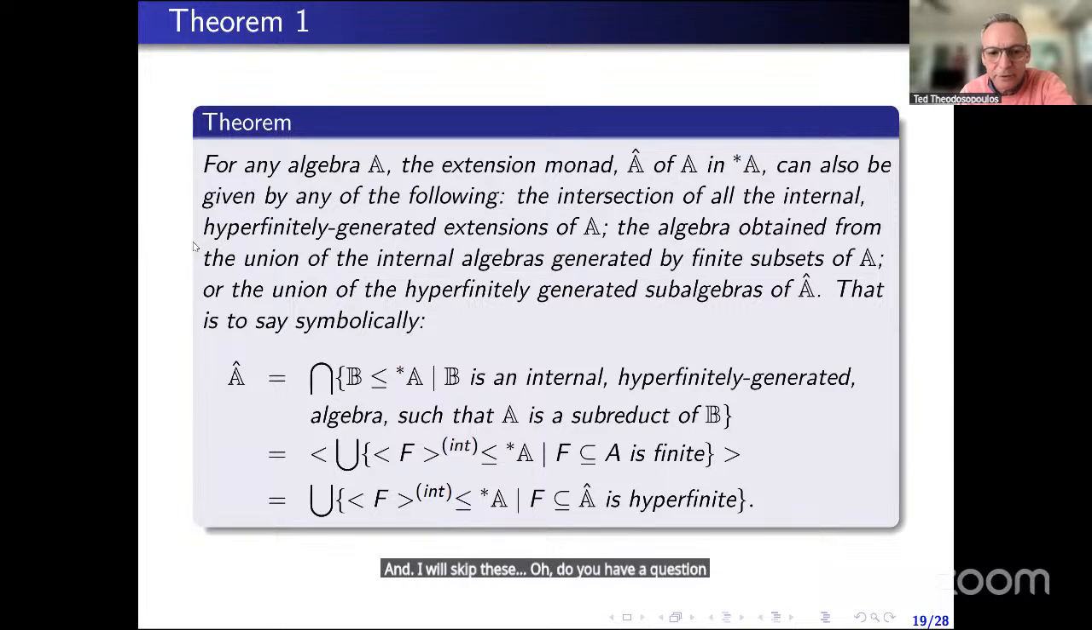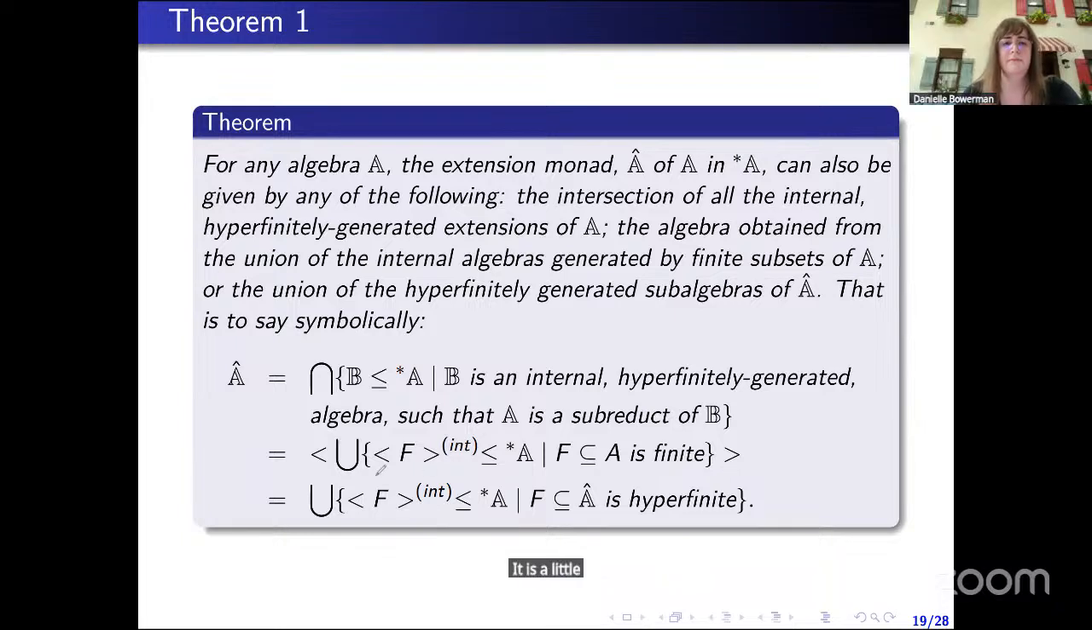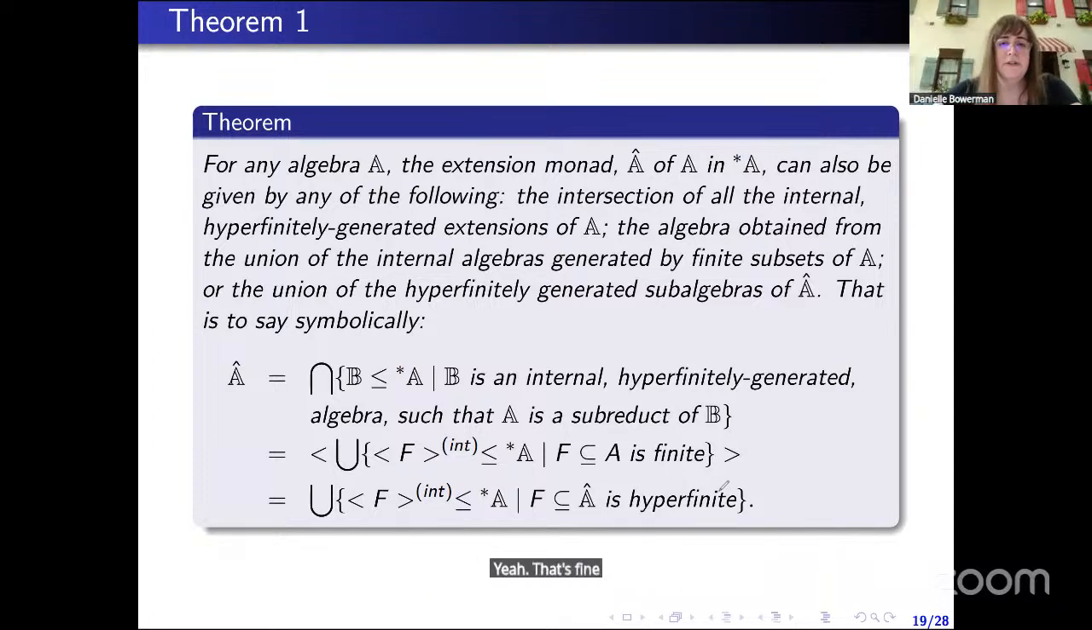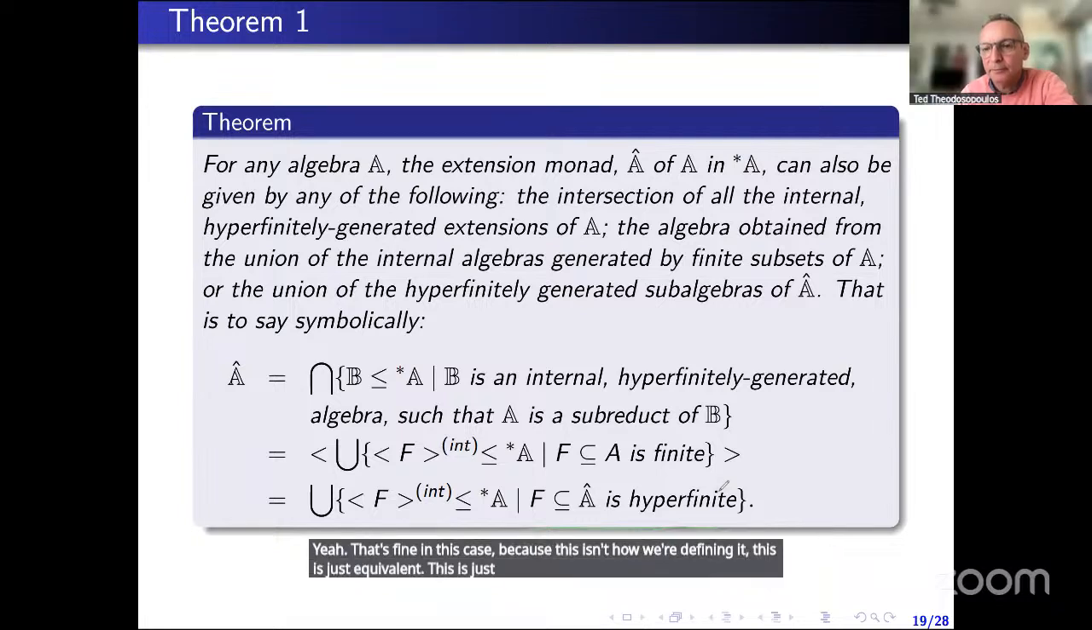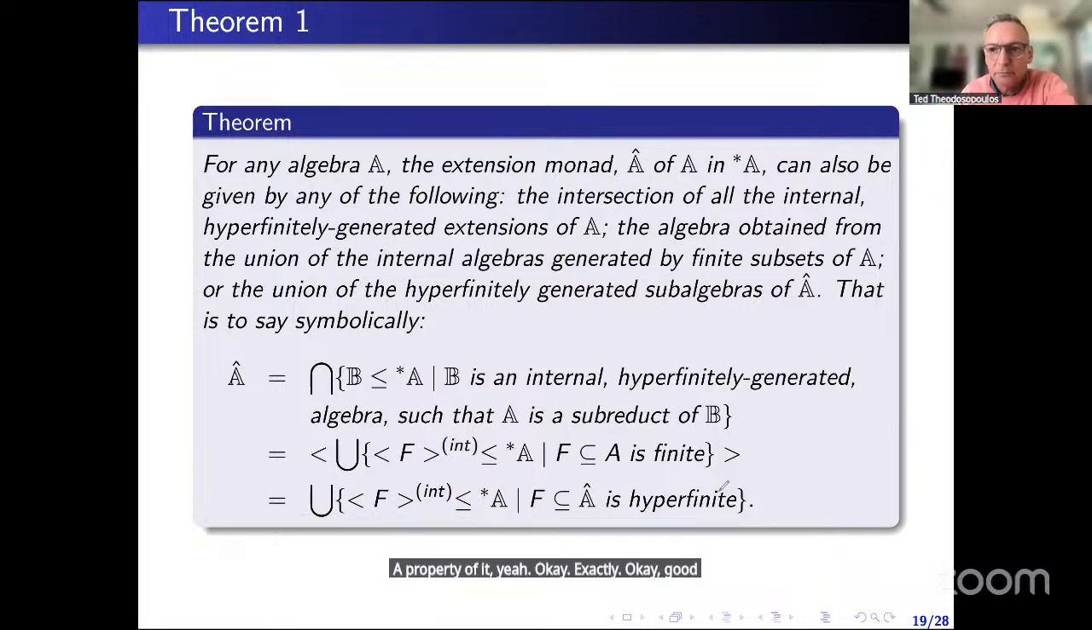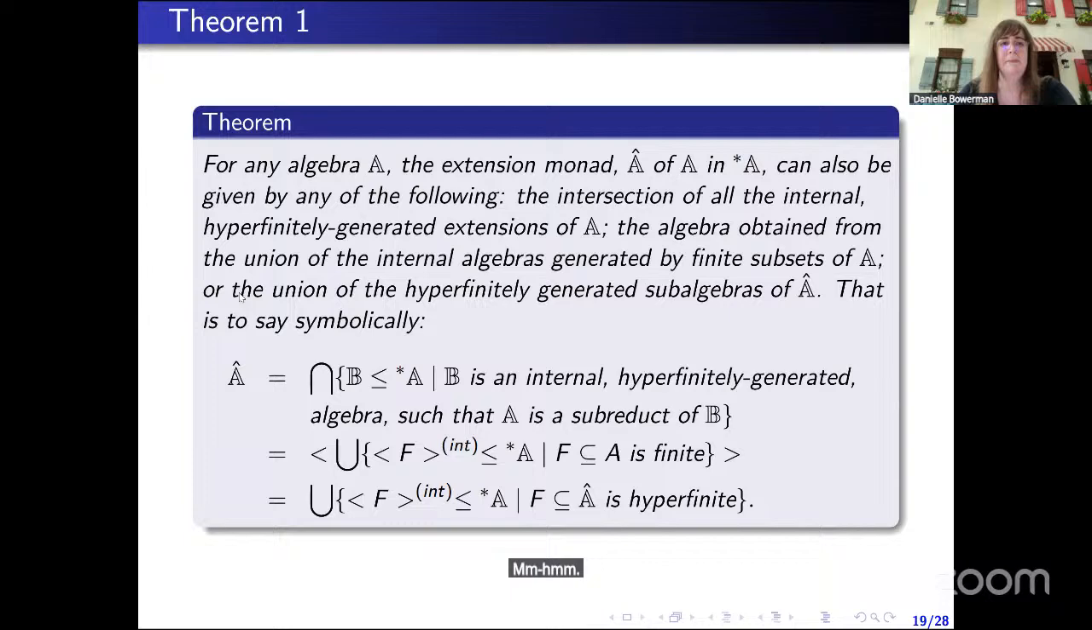Yeah, I was just wondering, in the last statement, there seems to be a kind of recursive call to A star. I mean, A hat. It is a little recursive. Yeah, all of these are, intentionally. That's fine in this case because this isn't how we're defining it. This is just equivalent, a property of it. So we're basically saying we don't get anything extra by doing this. Exactly. Okay, good.